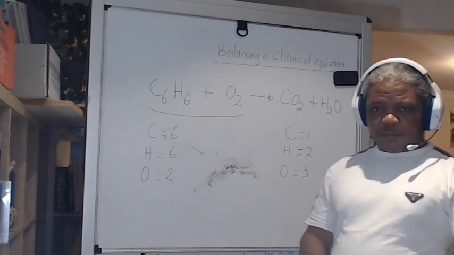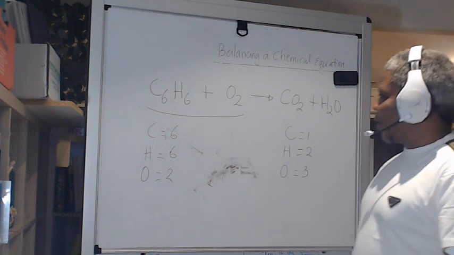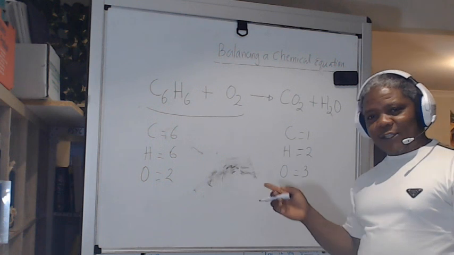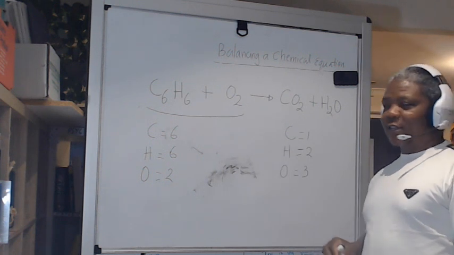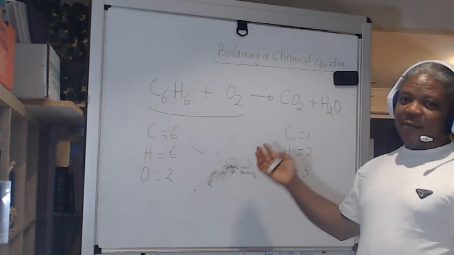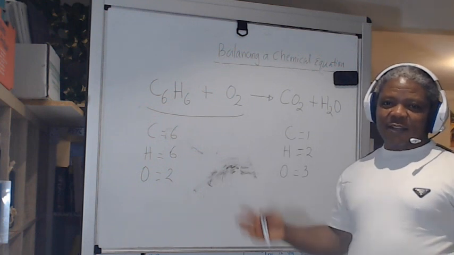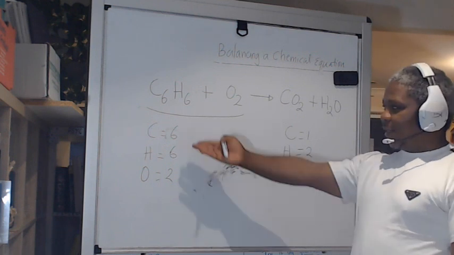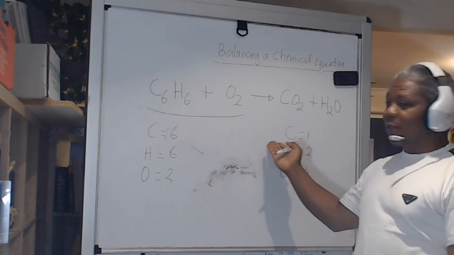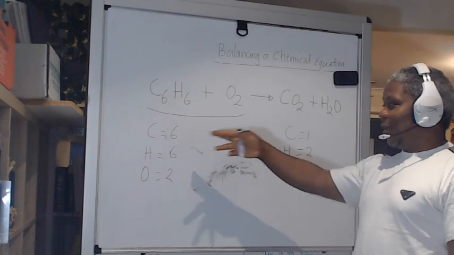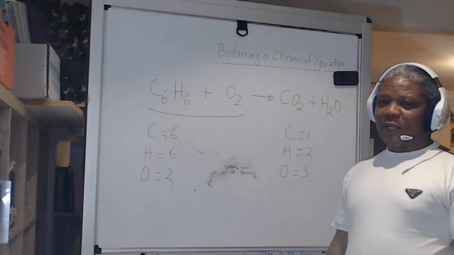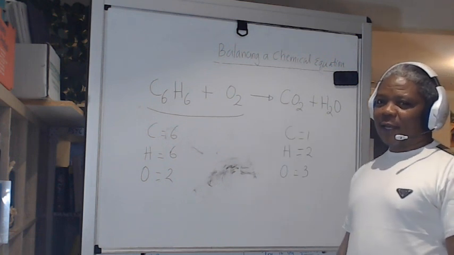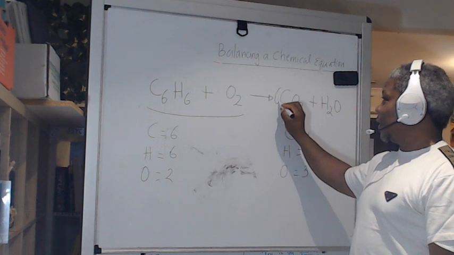Now, this is not very tricky at all, because what we're going to do is elevate the numbers so that they all equal each other on both sides of the equation. Remember, we can start from anywhere. But here, obviously, we have a problem with carbon, because on this side we have only 1, and there's 6 on the other side. So what do we have to do here? We have to make sure that this one becomes 6 carbons. So we add 6 here.